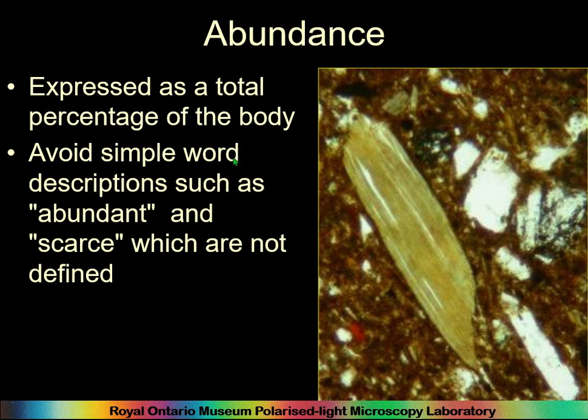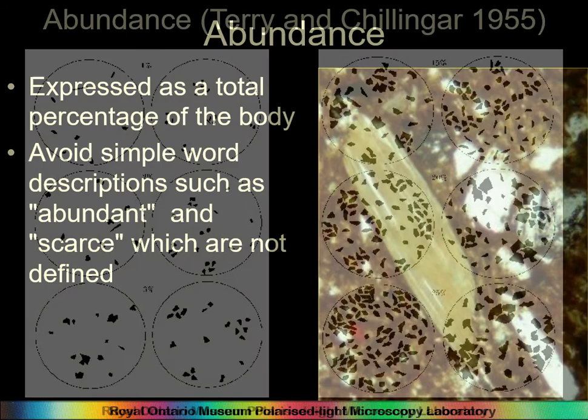I've always found it best to avoid simple word descriptions, which you will see in the literature, such as abundant and scarce, which are not defined. If they don't define it, which typically they don't, it's very difficult to compare your thin section and say, is that what they mean by abundant, or what they mean by scarce? Maybe your abundant is their scarce. Who knows? So it's better to have actual numeric designations.